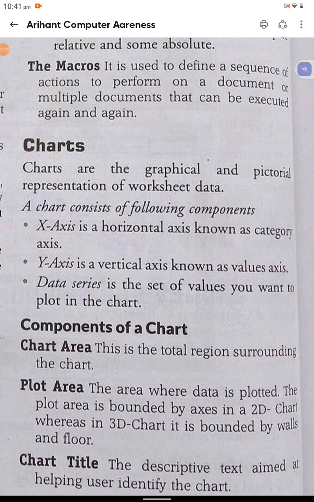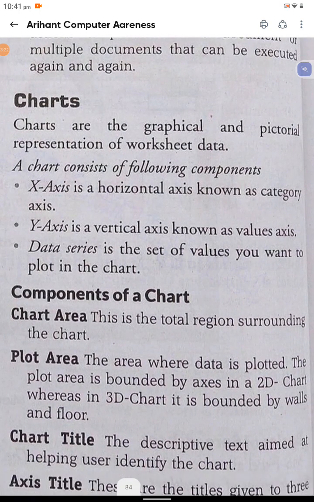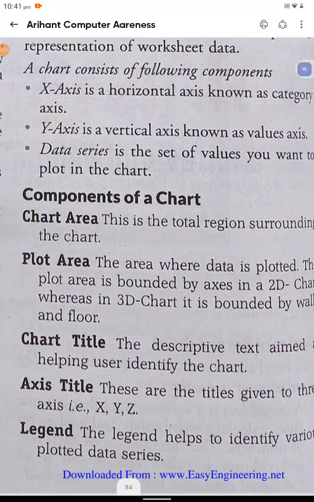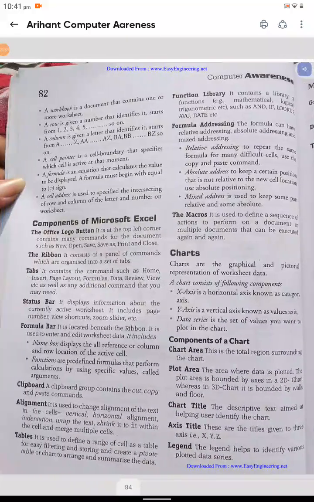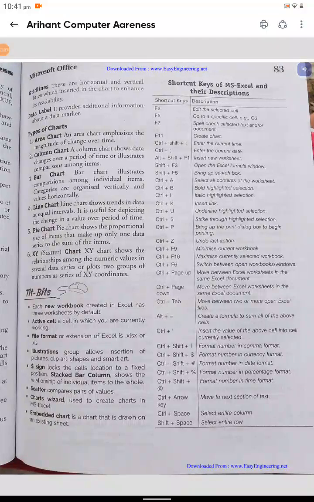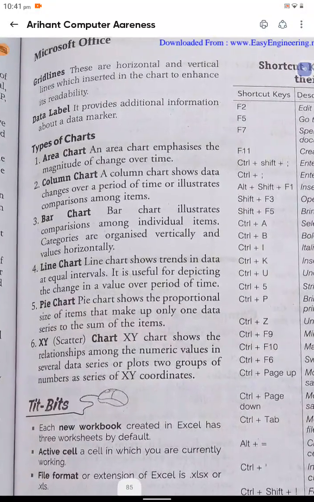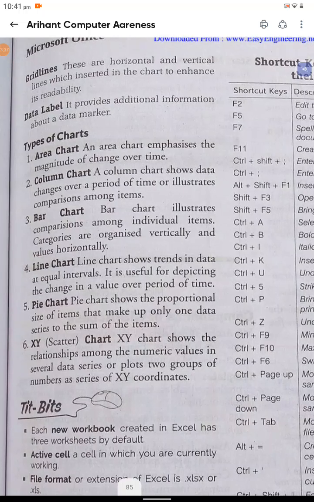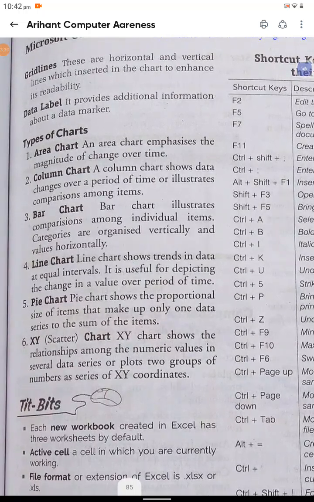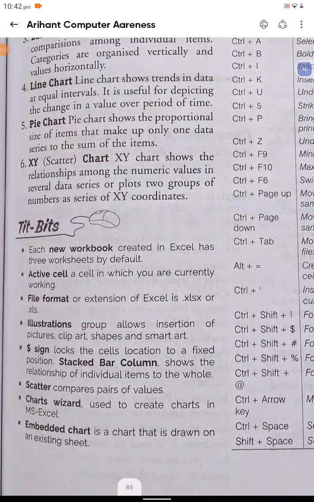डेटा सीरीज इज सेट ऑफ वैल्यूज यू वांट टू प्लॉट इन द चार्ट. फिर इसके बाद कंपोनेंट्स ऑफ चार्ट हैं चार्ट एरिया, प्लॉट एरिया, चार्ट टाइटल, एक्सिस टाइटल, लेजेंड. माइक्रोसॉफ्ट ऑफिस पढ़ रहे हैं अपन, ये क्या क्या पढ़ रहे हैं. ग्रिड है, डेटा लेवल, टाइप ऑफ चार्ट्स है, एरिया, कॉलम, बार, लाइन, पाई, एक्स वाई. अब ये सब आपको आइडेंटिफाई करना आना चाहिए कौन सा बार चार्ट होता है, कौन सा कॉलम चार्ट होता है, एरिया चार्ट होता है. ये सब आपको गूगल पे आप टाइप करोगे तो दिख जाएगा.